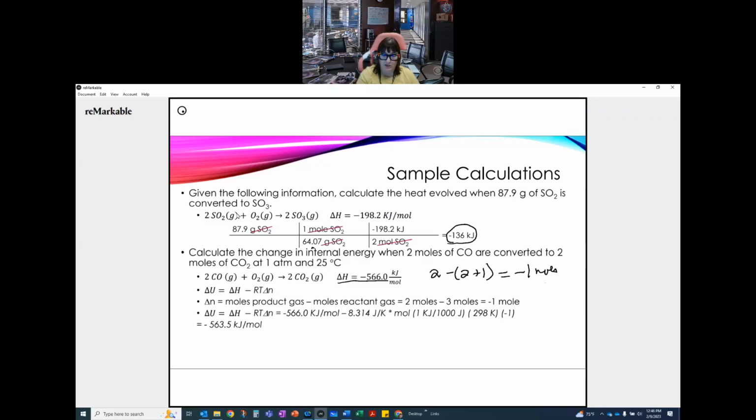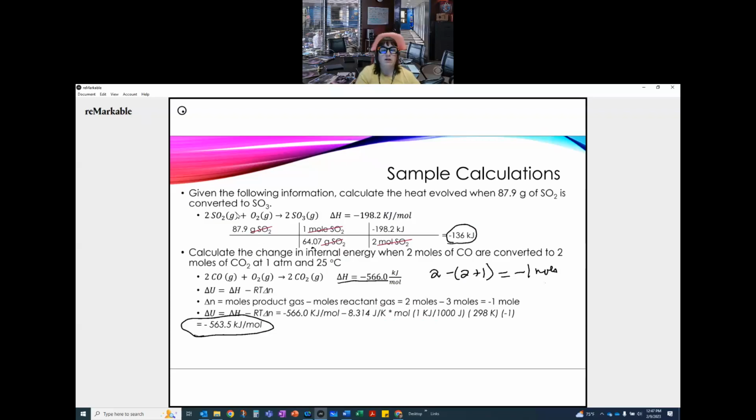So I can put into my delta U equation that delta H, negative 566.0 kilojoules per mole, minus the 8.314 joules per Kelvin mole. That's my R. And notice that's in joules, not kilojoules. Convert that to kilojoules, because I need to do that, times the 298 Kelvin, times the negative 1, which is my delta N, and that gives me this value right here. That would be my internal energy for that particular problem. If you were asked to calculate, that's exactly what you would do. Okay?